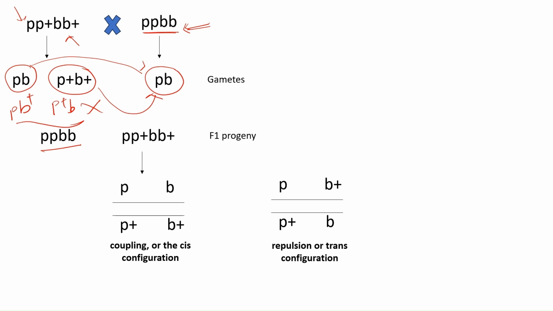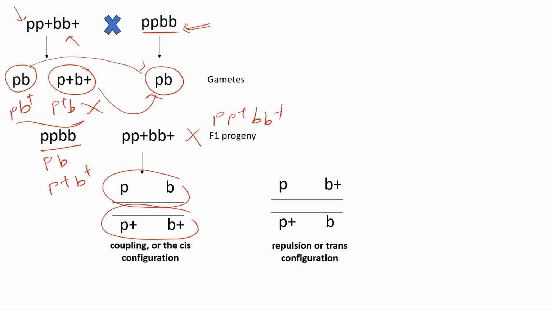Now again, when we cross the F1 progenies, we have another p p plus b b plus. So what will we get? p b, p plus b plus, or we can get p b plus and p plus b. What we said? p is linked with b and p plus is linked with b plus. So here p b and p plus b plus.